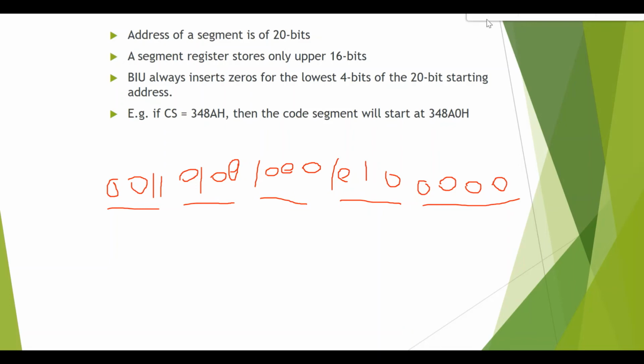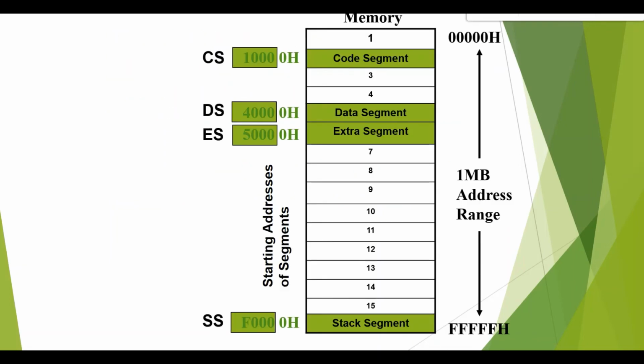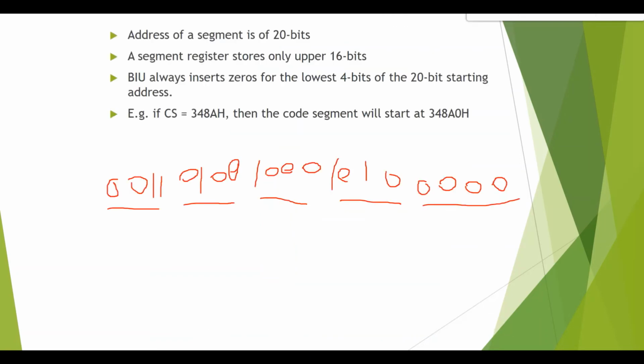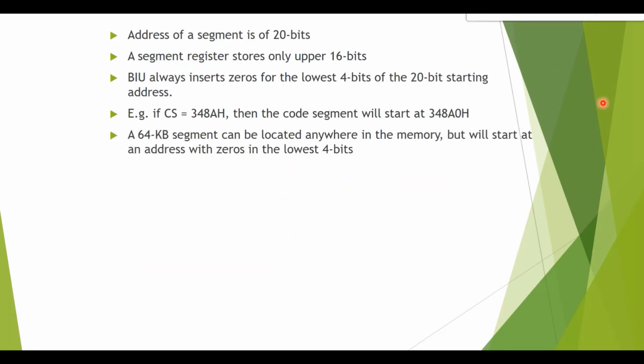So if any address is given to us, then in its lower 4 bits we have to insert 0. So this gives the starting address of the code segment. So this is how we generate the 20-bit address. So a 64-kilobyte segment can be located anywhere in the memory, but will start at an address with 0 in the lowest 4 bits. क्लियर.